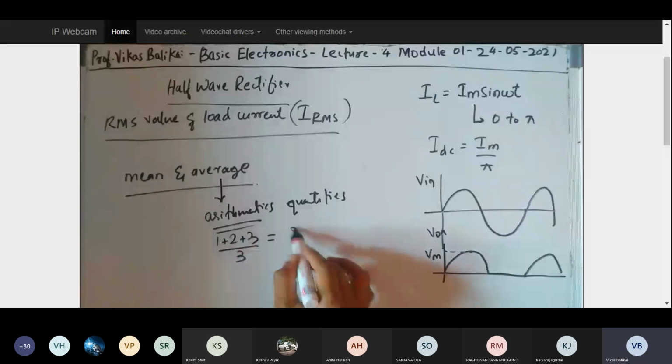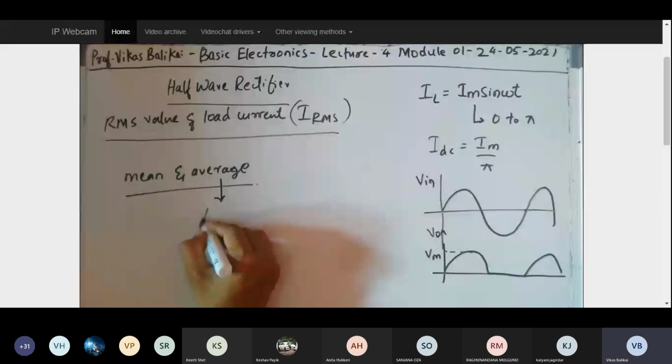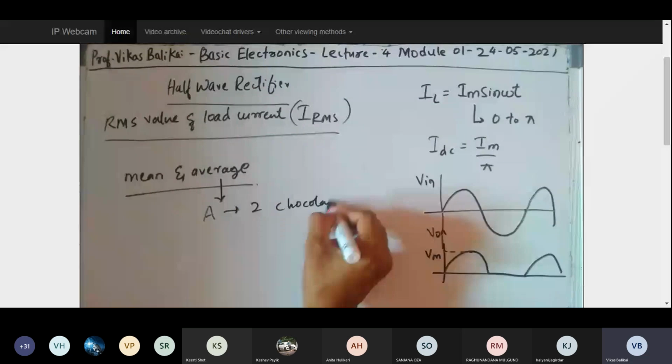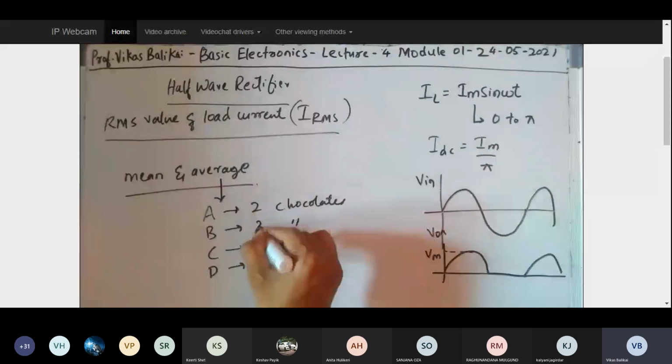Now one more thing with respect to average. For example, let's say person A has two chocolates, B has three chocolates, C has four chocolates, D has five chocolates. If I ask you to calculate the average number of chocolates that each person has, it is very easy. You just add 2 plus 3 plus 4 plus 5 divided by 4, and that's how you do it.